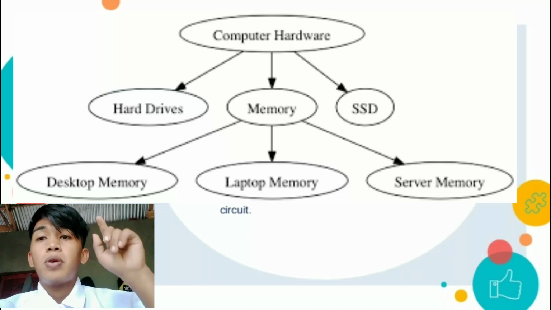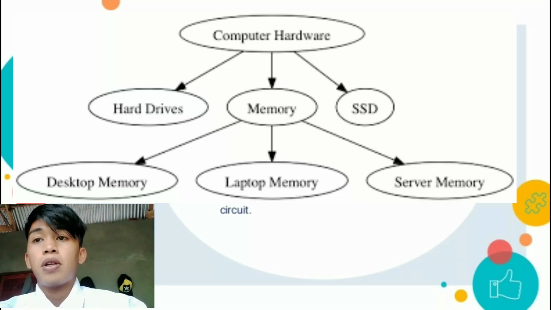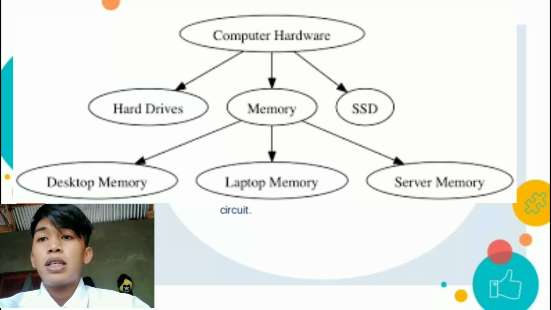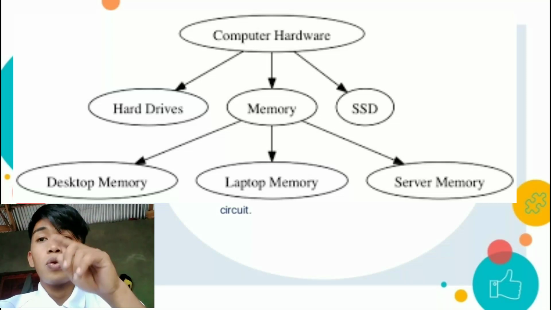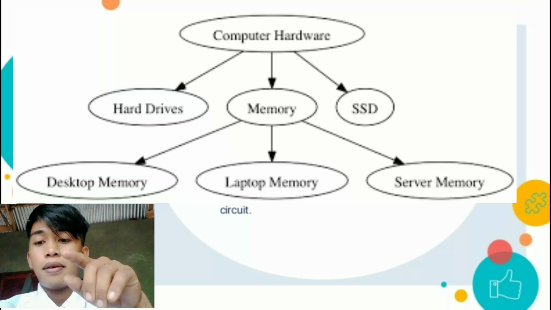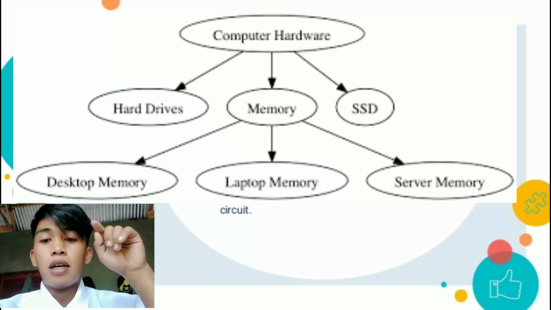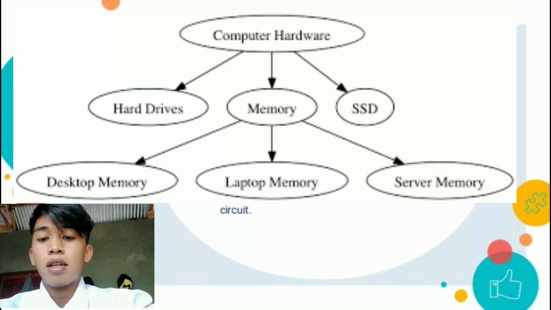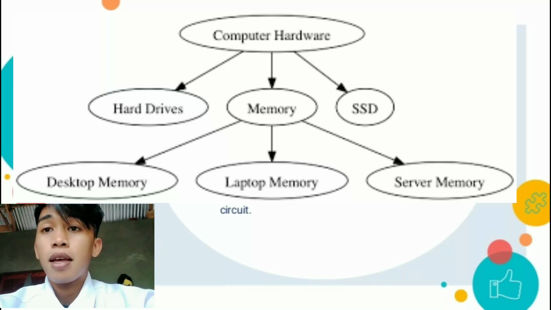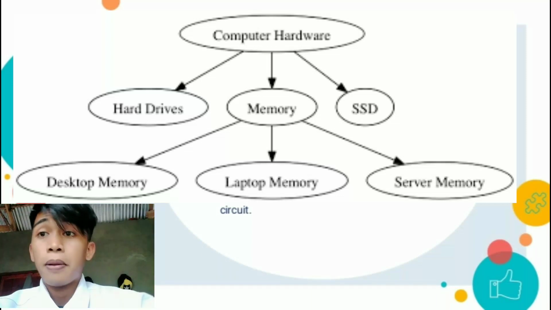The topmost node, which is the computer hardware, with no edges leading to it, is called the root.